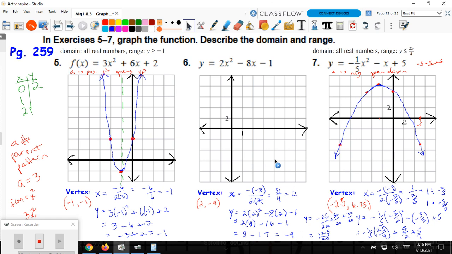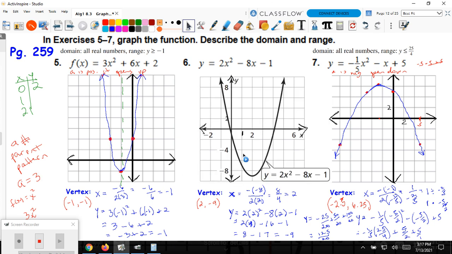And so when you plot that point, you go 2 for x, and -9 is 2, 4, 6, 8, -9, going to be down here. So that's where your vertex is, opening up from here. Since a is positive, it's going to open up. And -1 could be your y-intercept, which would be right here. So there's one point you can plot. You can also do the parent function pattern on this one with just a equaling 2. So your graph should look like this.